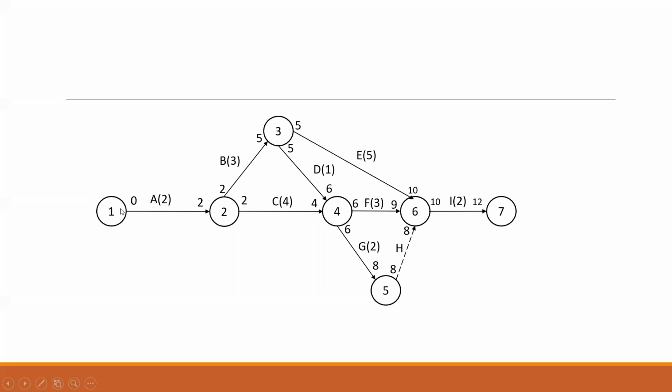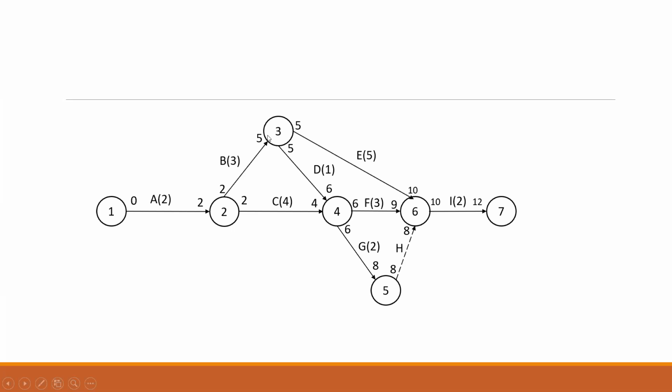As I told you, this is my first node, 1, 2. It's going to start with 0. So this is my ES of 1, 2. 0 plus 2 will give me the EF of 1, 2, and that's why we get 2 here. We have to write it here.